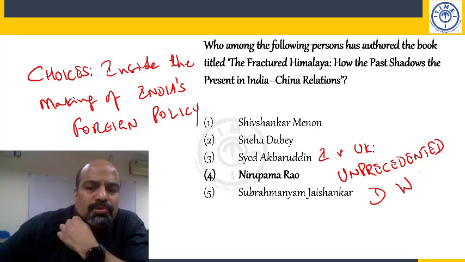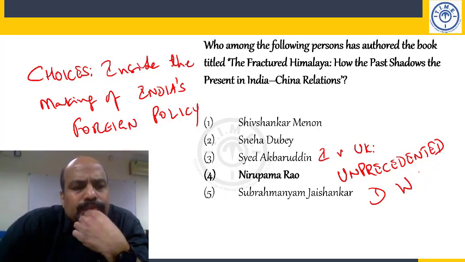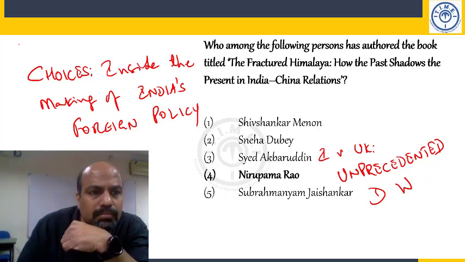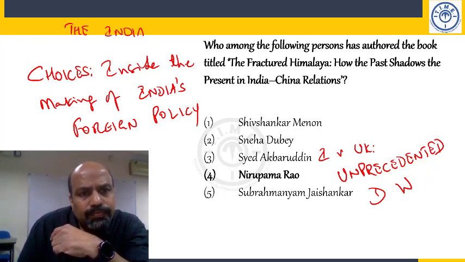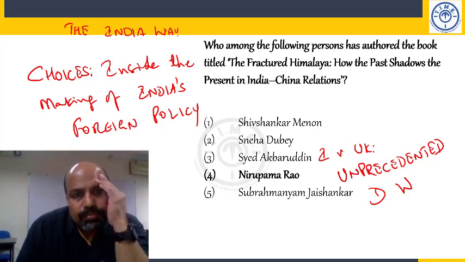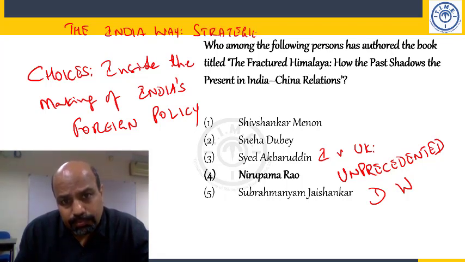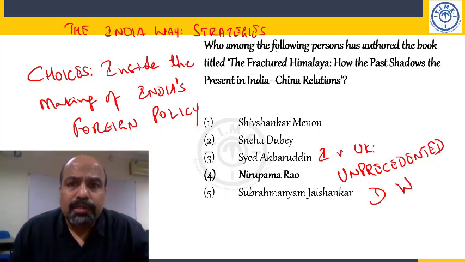Subramaniam Jaishankar, you could write one book. He is the current foreign minister of India. The India Way: Strategies for an Uncertain World.